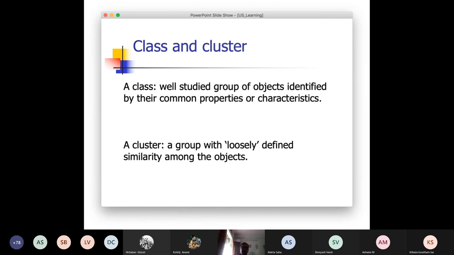Whereas a cluster is a group with loosely defined similarity among objects, and it has the potential to form a class. So it is one step before declaring something as a class. Unsupervised learning is a very powerful tool of scientific research, because when you do not know anything, you are starting from scratch. First, given the data, you try to see what kind of groups are there, and then you keenly observe whether they have certain meaning or semantics associated with your domain, and accordingly you try to characterize and identify them.